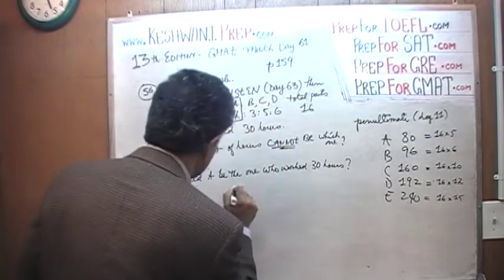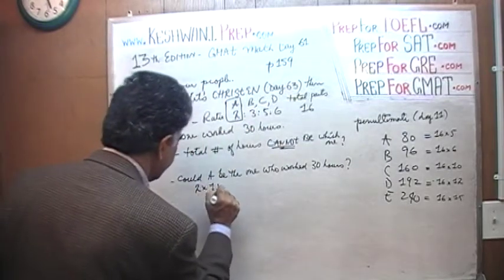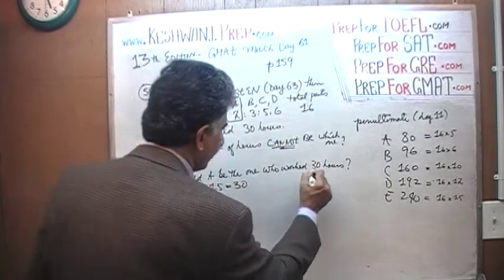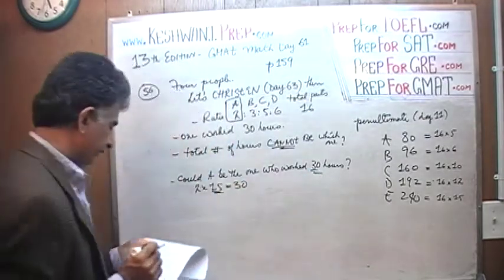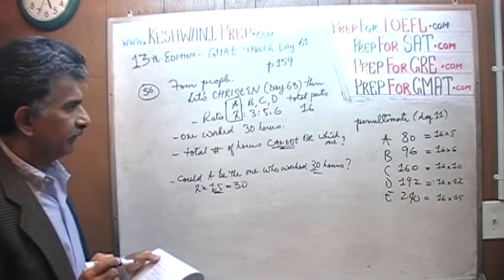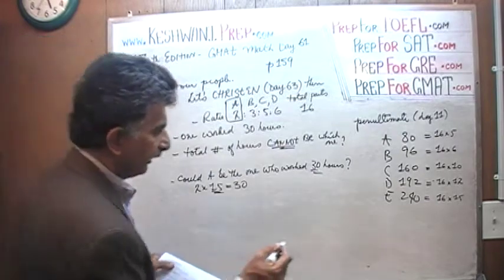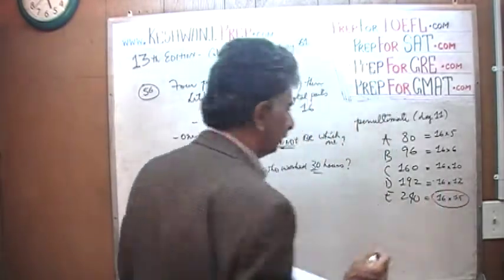So 2 times 15 is 30. If he worked 30 hours, then it has to be a multiple of 15. Which one is the multiple of 15 here? There it is. That one is a multiple of 15. So that is a possibility.